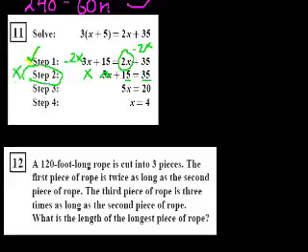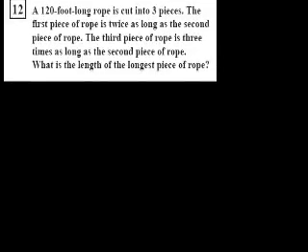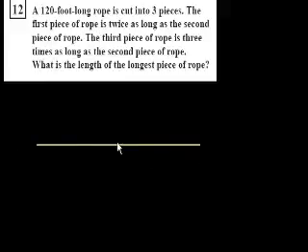Problem 120. A 120-foot long rope is cut into 3 pieces. The first piece of the rope, let me draw. This is begging for a diagram. All right. So they say the first piece of rope is twice as long as the second piece of rope. And then they say the third piece of rope is 3 times as long as the second piece of rope. Everything is a multiple of the second piece of rope.